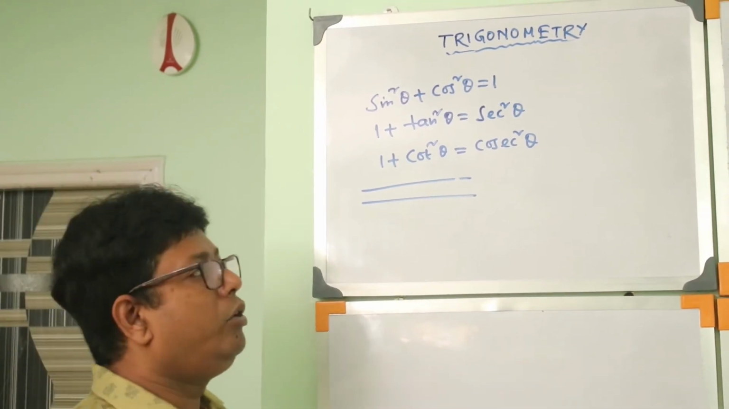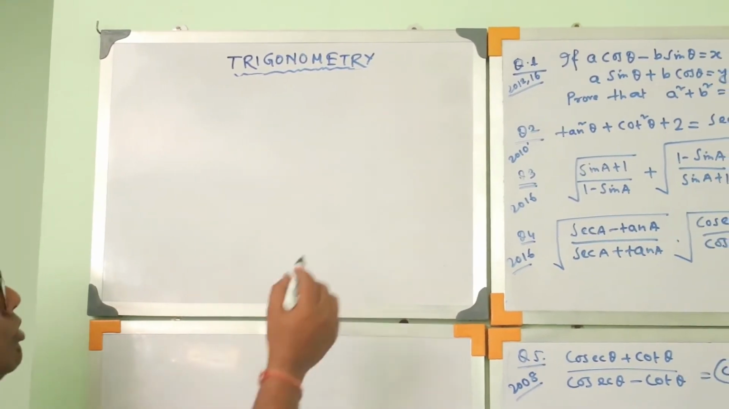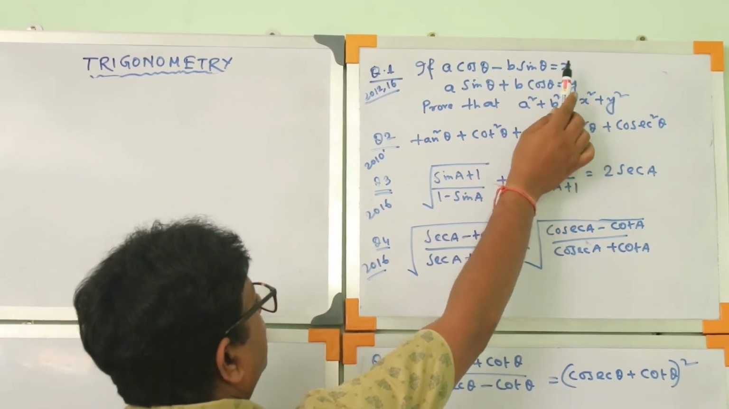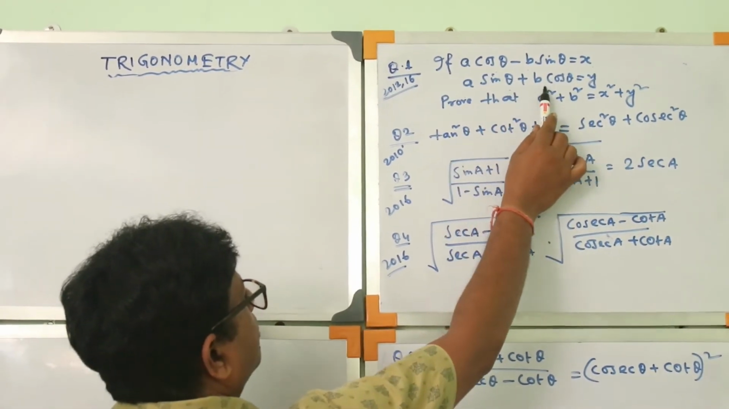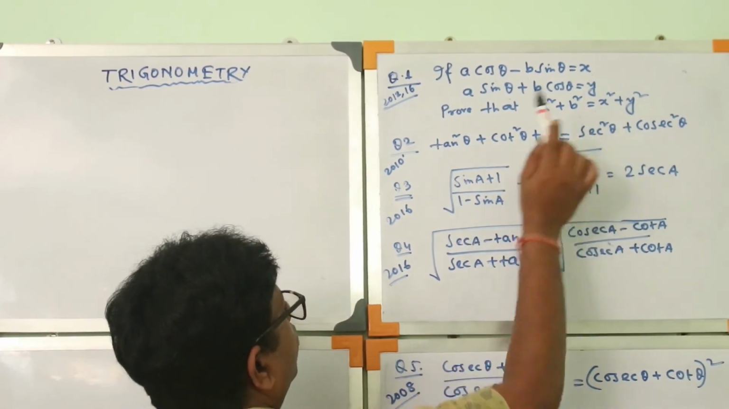Now we want to solve different CBSE questions. First one, question number 1. Question number 1 is given: if a cos theta minus b sin theta is equal to x, a sin theta plus b cos theta is equal to y, prove that a square plus b square is equal to x square plus y square.